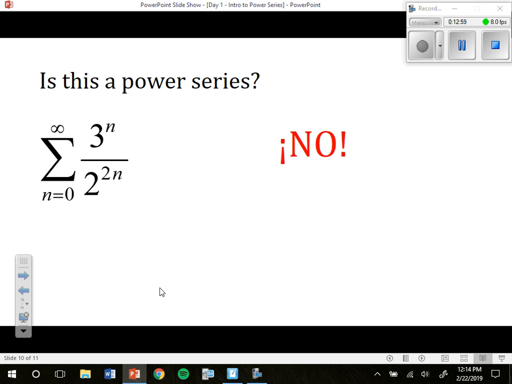This is just a normal, what kind of series? Geometric series. It's a normal geometric series from last unit. I do not have x to a power here. Not a power series. It's just a normal geometric series. Does that make sense? There's got to be coefficient times x to a power.